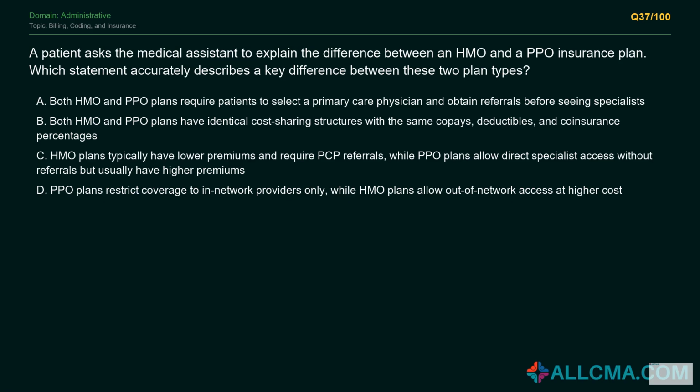Option C. HMO plans typically have lower premiums and require PCP referrals, while PPO plans allow direct specialist access without referrals, but usually have higher premiums. Option D. PPO plans restrict coverage to in-network providers only, while HMO plans allow out-of-network access at higher cost.